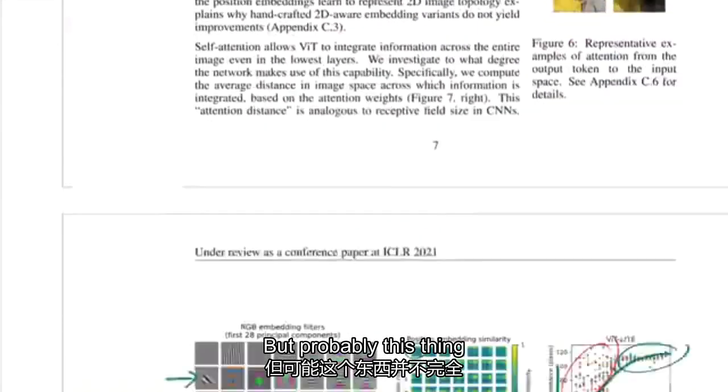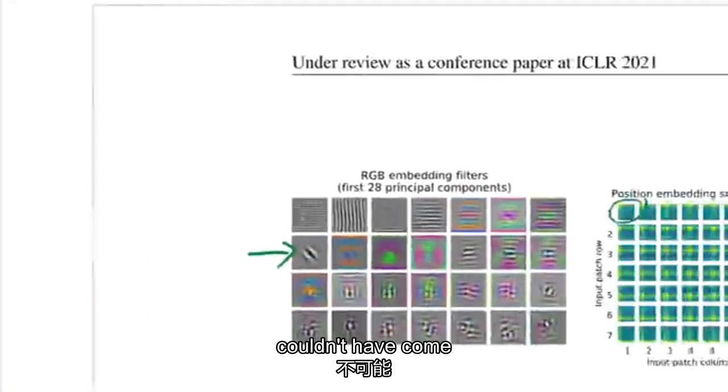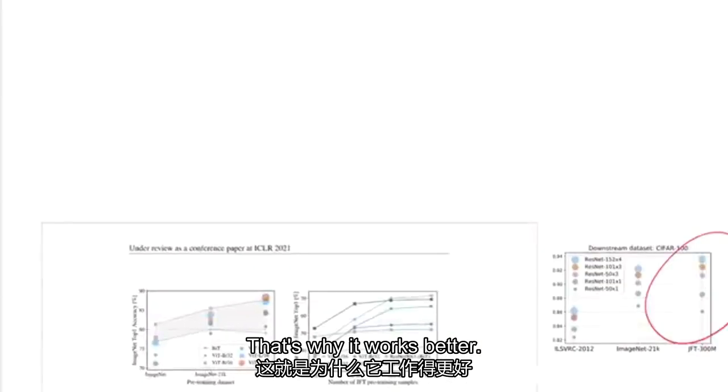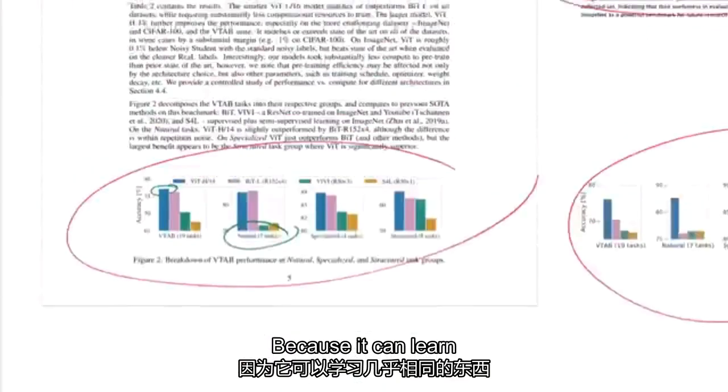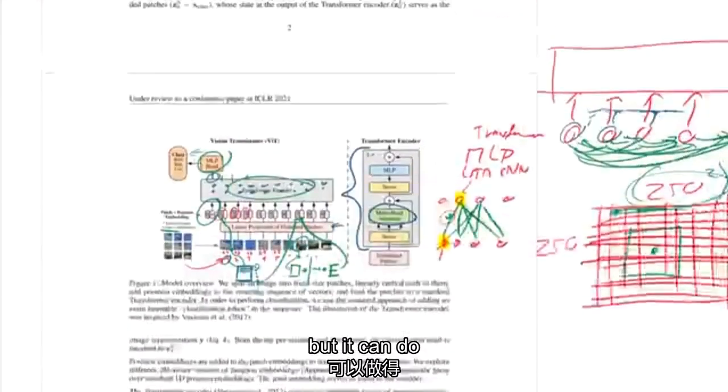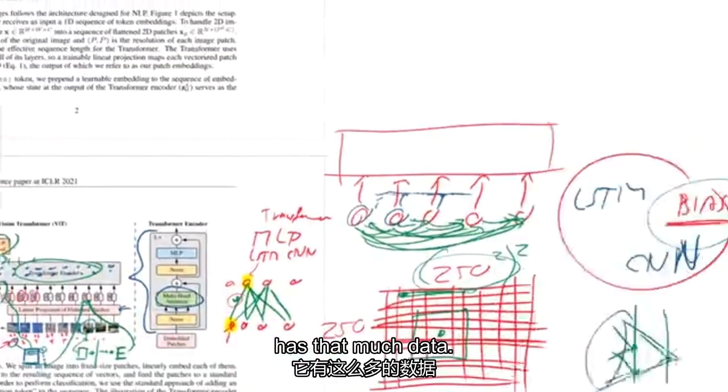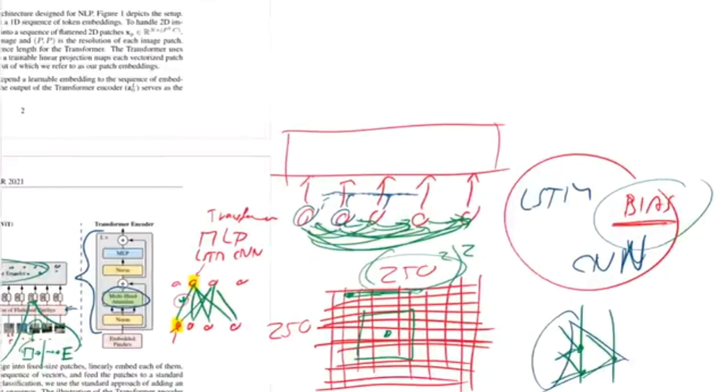But probably this thing is not exactly a wavelet filter. It's actually something that performs slightly better, right? That we couldn't have come up with as a bias to build in. And that's why it works better, because it can learn almost the same things, but it can do so a bit better because it has that much data.